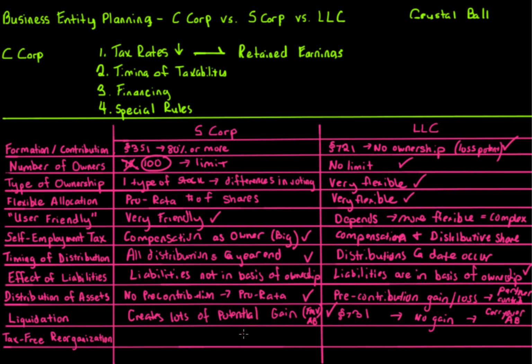So the last one's tax-free reorganization. There are certain tax-free events that can occur through mergers and acquisitions. Now, it's possible to do this with an LLC, but S corporations and C corporations have special tax-free reorganization rules. We have A-type reorgs, B-type reorgs, C-type reorgs, D-type reorgs, and a bunch of other ones, E, F, and there are others as well. We have reverse triangular mergers, forward triangular mergers. There are so many different special rules.